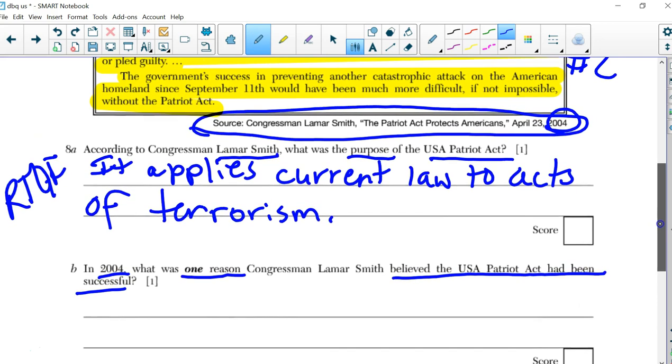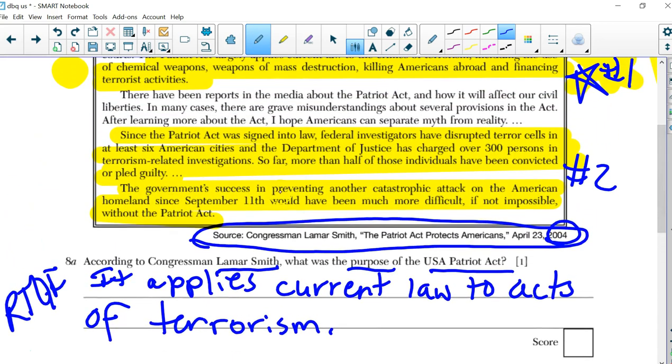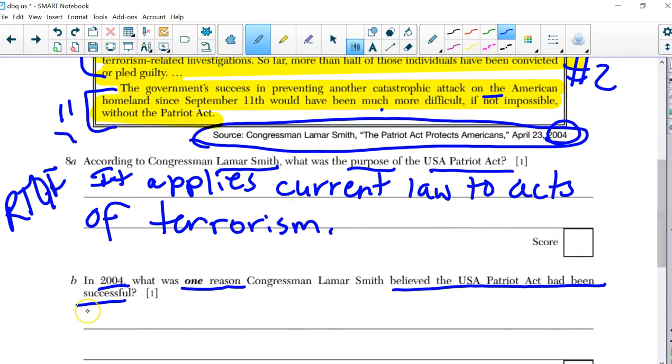What was one reason he believed the USA Patriot Act had been successful? Well, it's right here. The government's success in preventing would have been much more difficult. Yeah, this could be okay, but it's kind of weak. I think it's going to be in this paragraph right here. Since the Patriot Act was signed into law, federal investigators have disrupted terror cells in at least 6 American cities. How about that?